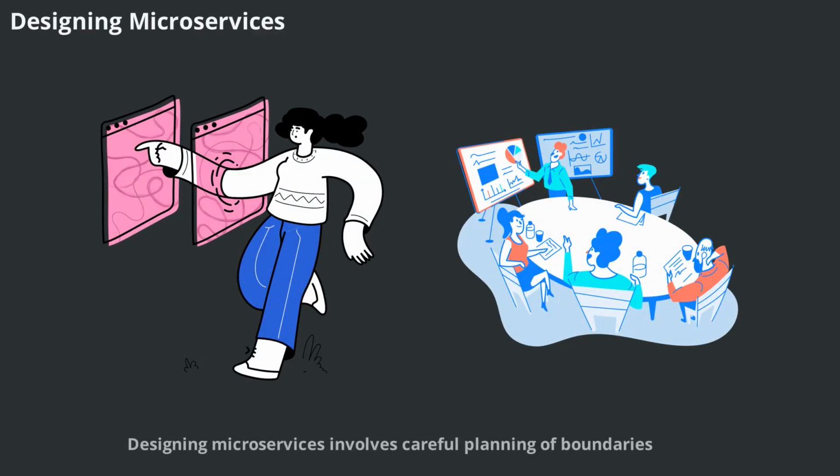Designing microservices involves careful planning of boundaries, responsibilities, and communication. Interviewers may ask about best practices, such as defining clear APIs, minimizing dependencies, and ensuring each service is independently deployable. You'll need to demonstrate your ability to design scalable, maintainable systems that meet business requirements.